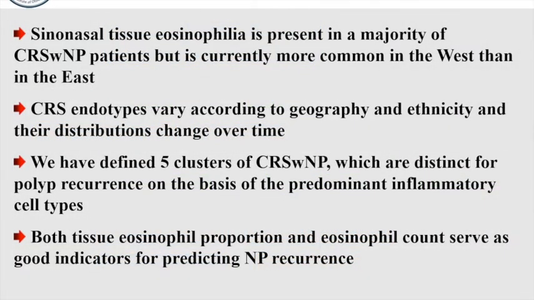So in summary, sinonasal tissue eosinophilia is present in the majority of nasal polyps, but is currently more common in the West society than in the East society. CRS endotypes vary according to geography and ethnicity, and their distributions change over time. We have defined 5 clusters of nasal polyps, which are distinct for polyp recurrence on the basis of the predominant inflammatory cell types. We can use both tissue eosinophil proportion and eosinophil count as good indicators for predicting the nasal recurrence.